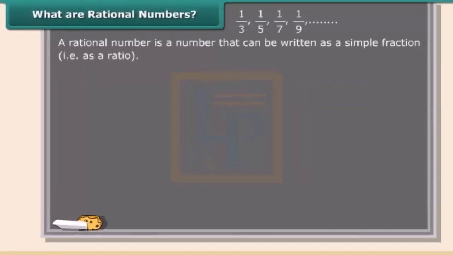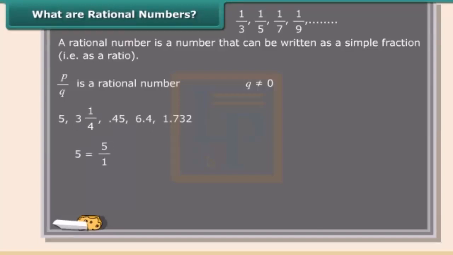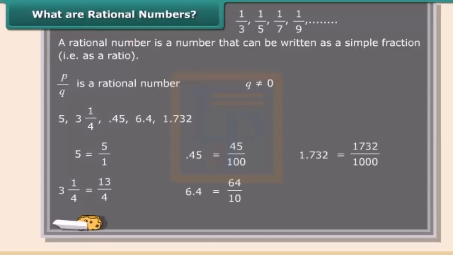A rational number is a number that can be written as a simple fraction, that is, as a ratio. So a rational number looks like this, that is, P upon Q. Remember, Q cannot be equal to 0. Can you tell which of these numbers are rational? Yes, all of them are rational. So rational numbers are simply the numbers of arithmetic.